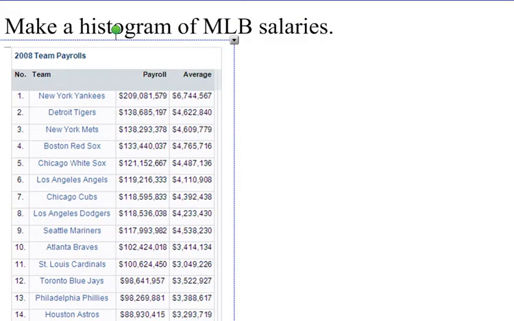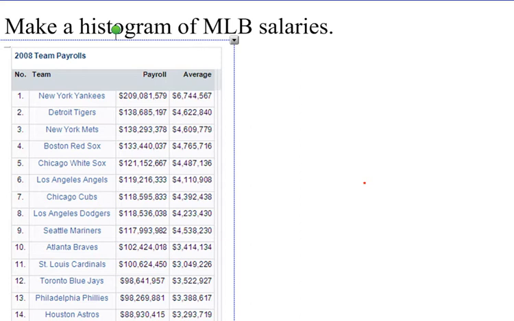And now the last problem we're going to do together is the 2008 payroll for Major League Baseball teams. And so if you look, obviously the Yankees are on top. That makes sense to us, right? And we expect the Twins to be pretty low. We're going to actually make a histogram.